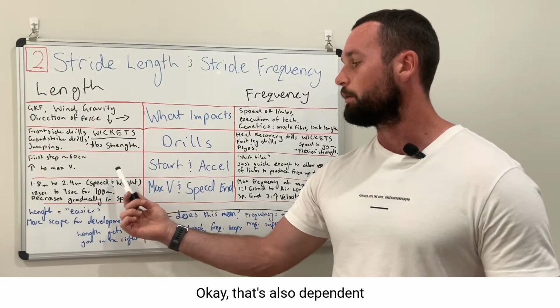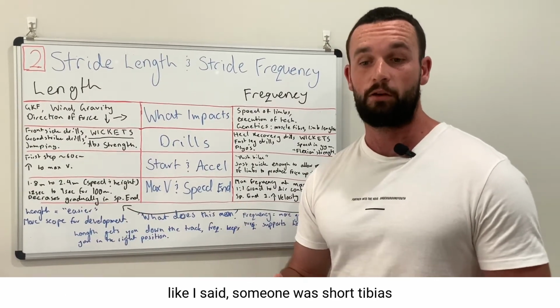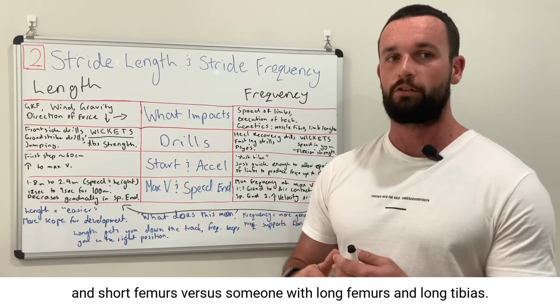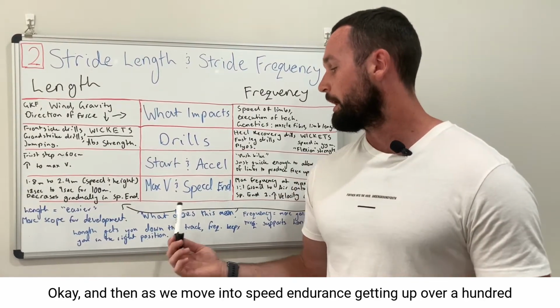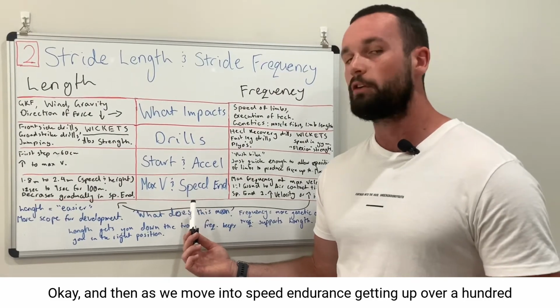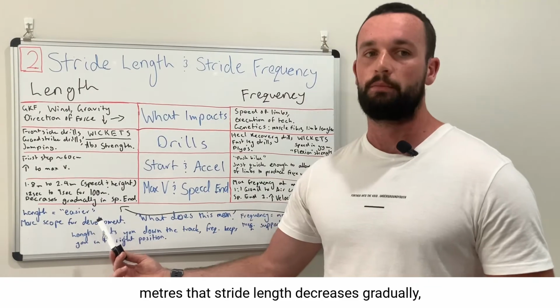That's also dependent on the speed that you're running, which as I just said, and your height. Like I said, someone with short tibias and short femurs versus someone with long femurs and long tibias, okay? And then as we move into speed endurance, getting up over 100 meters, that stride length decreases gradually, okay?